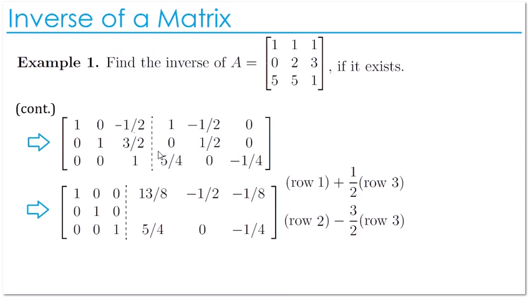0 minus, what will this be? 5/4 times 3/2 will be 15/8. So 0 minus 15/8 will be negative 15/8. 0 times 3 halves, that is still 0. So we have 1 half here. And then negative 1/4 times 3 halves, we have negative 3/8. So 0 minus negative 3/8, that is positive 3/8.